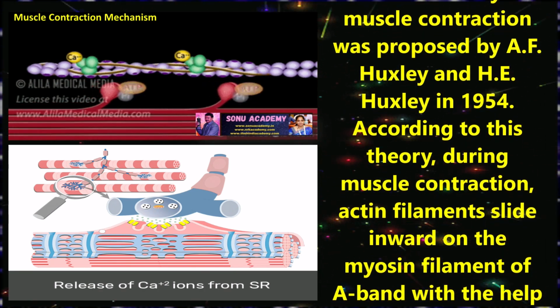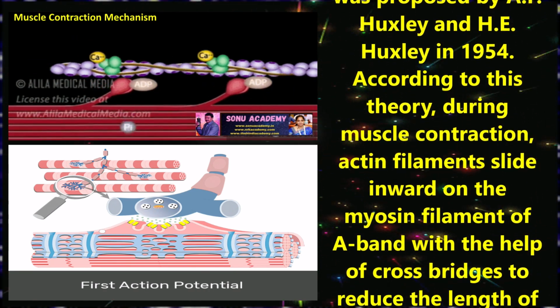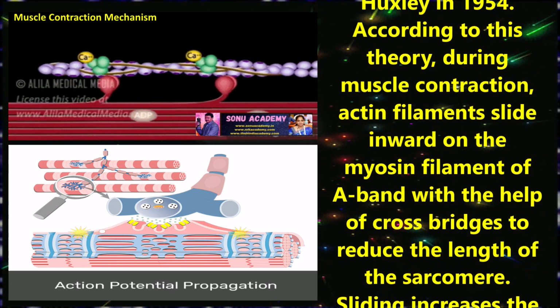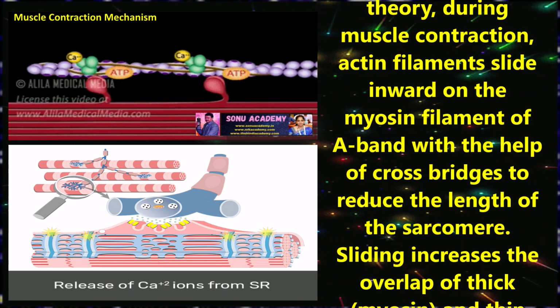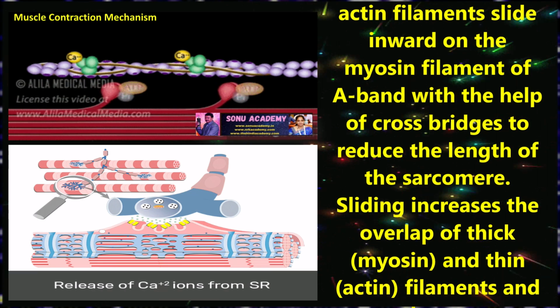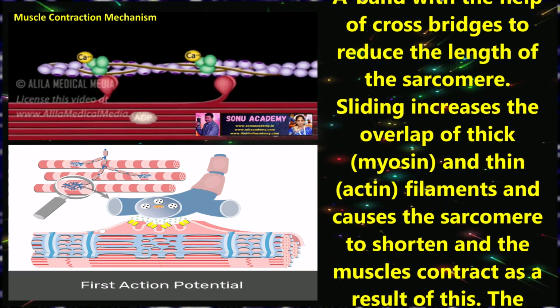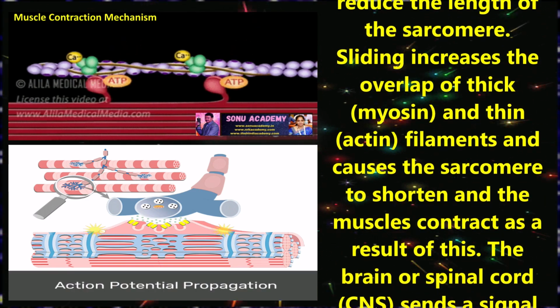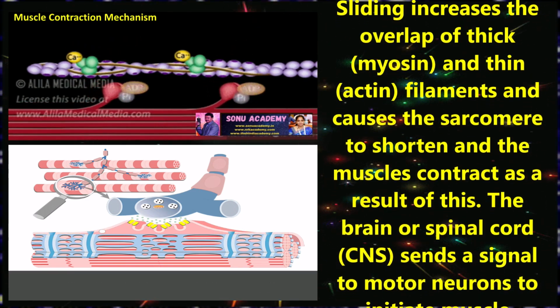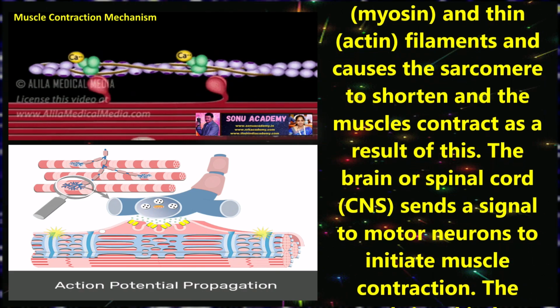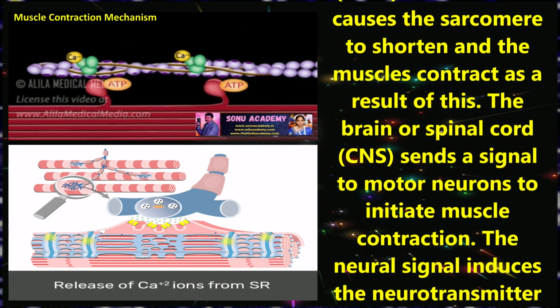According to this theory, during muscle contraction, actin filaments slide inward on the myosin filament of the A band with the help of cross bridges to reduce the length of the sarcomere. Sliding increases the overlap of the thick myosin and thin actin filaments and causes the sarcomere to shorten, and the muscles contract as the result of this.